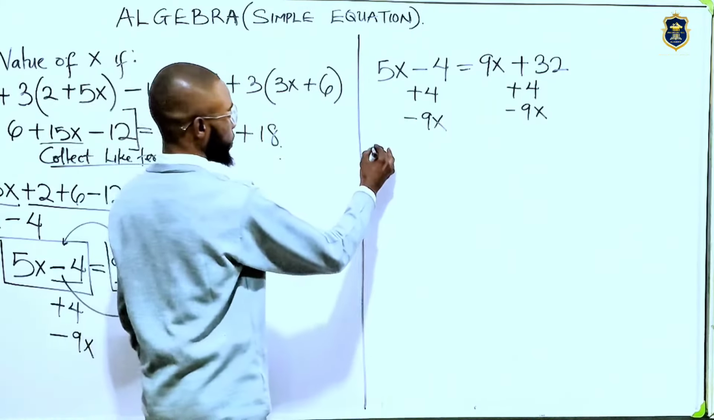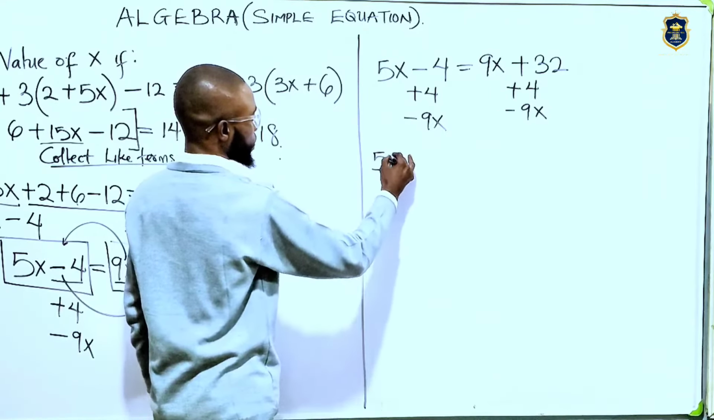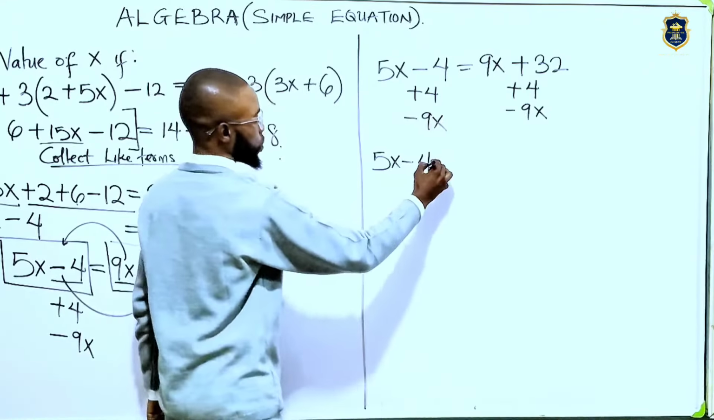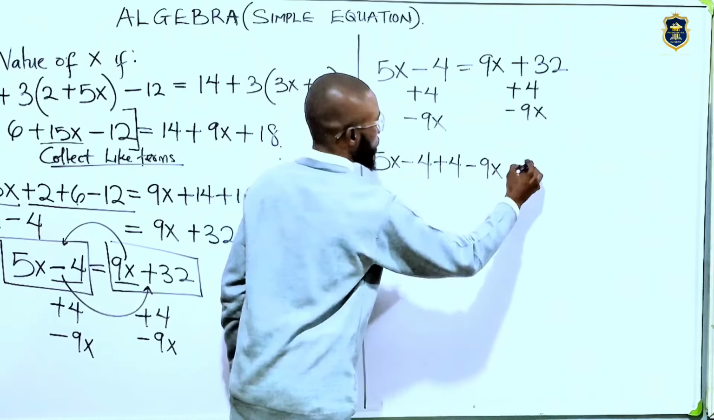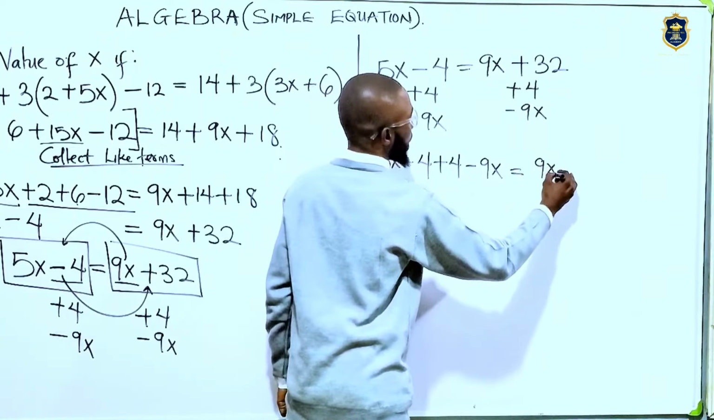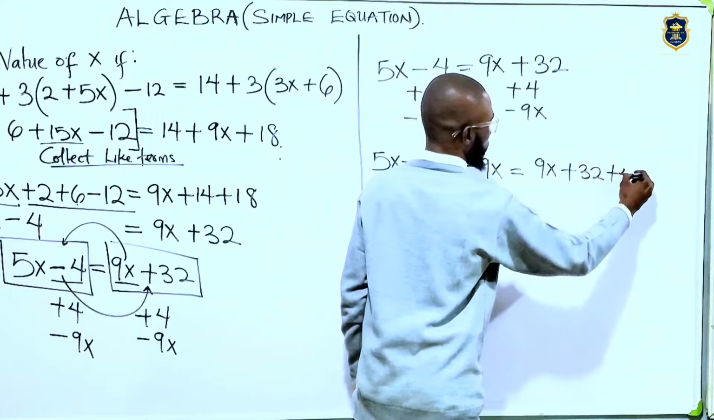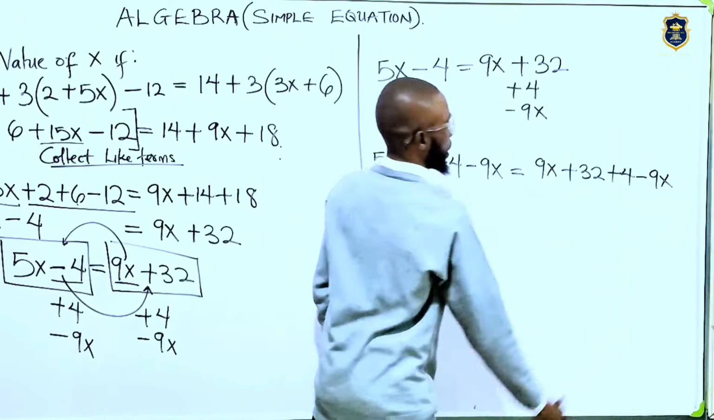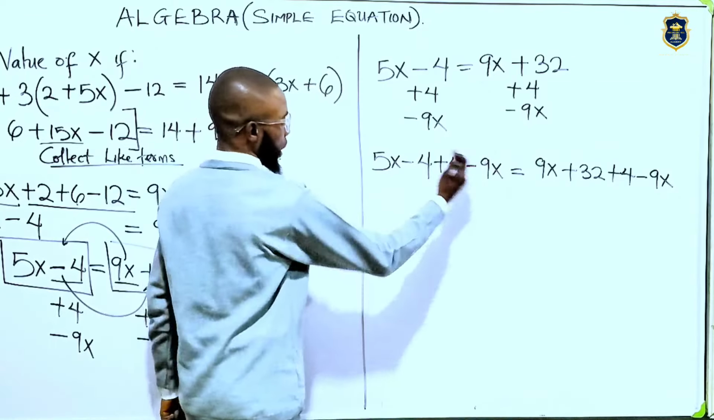It's simple. So we have 5x minus 4, and then plus 4 and minus 9x, is equal to 9x plus 32, and then plus 4 and minus 9x. So we'll collect like terms, just make it a bit orderly. Let's bring all the x's to one side.